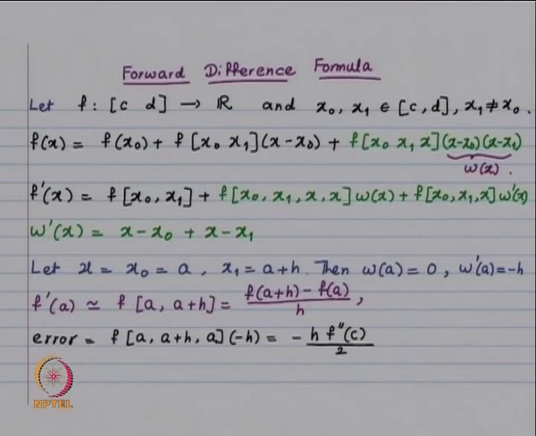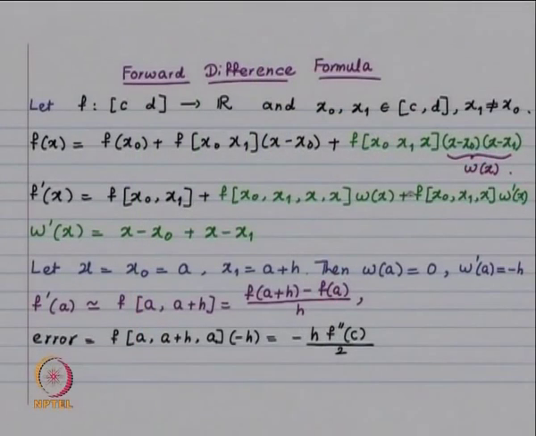So, now we want to choose our x0 and x1. So, we are going to choose them in the vicinity of our point a. So, the first case is choose x0 to be equal to a and x1 is equal to a plus h. So, when you do that, our w(x) is (x minus x0)(x minus x1), x is equal to x0 is equal to a. So, w(a) is going to be equal to 0 and w'(a) will be, this will be 0, this will be a minus (a plus h). So, it is minus h.